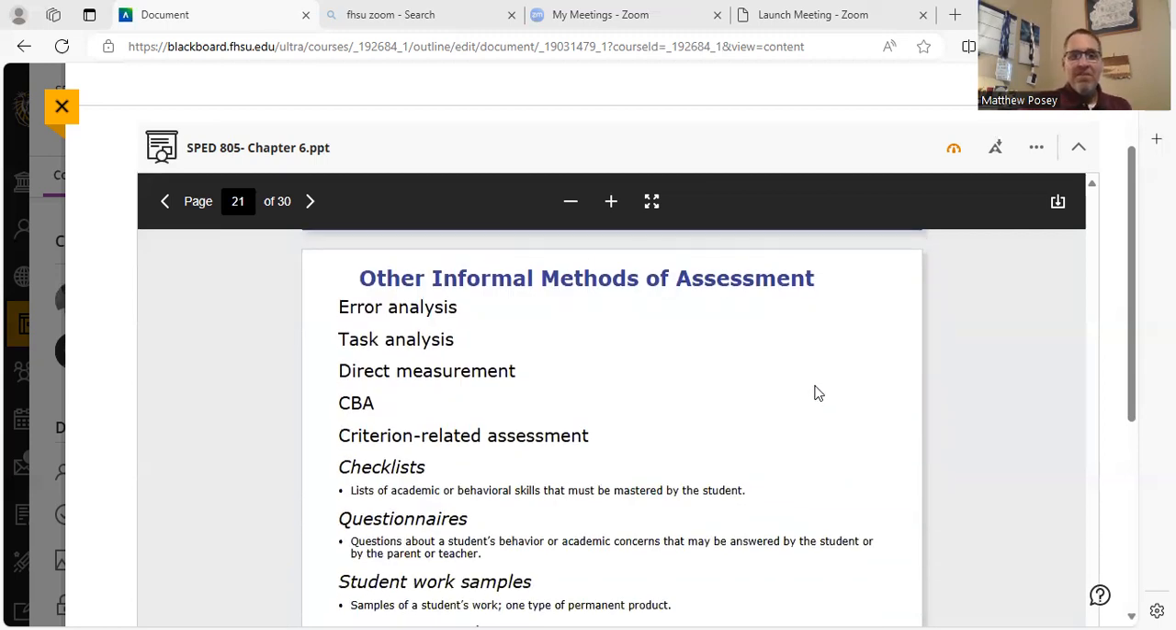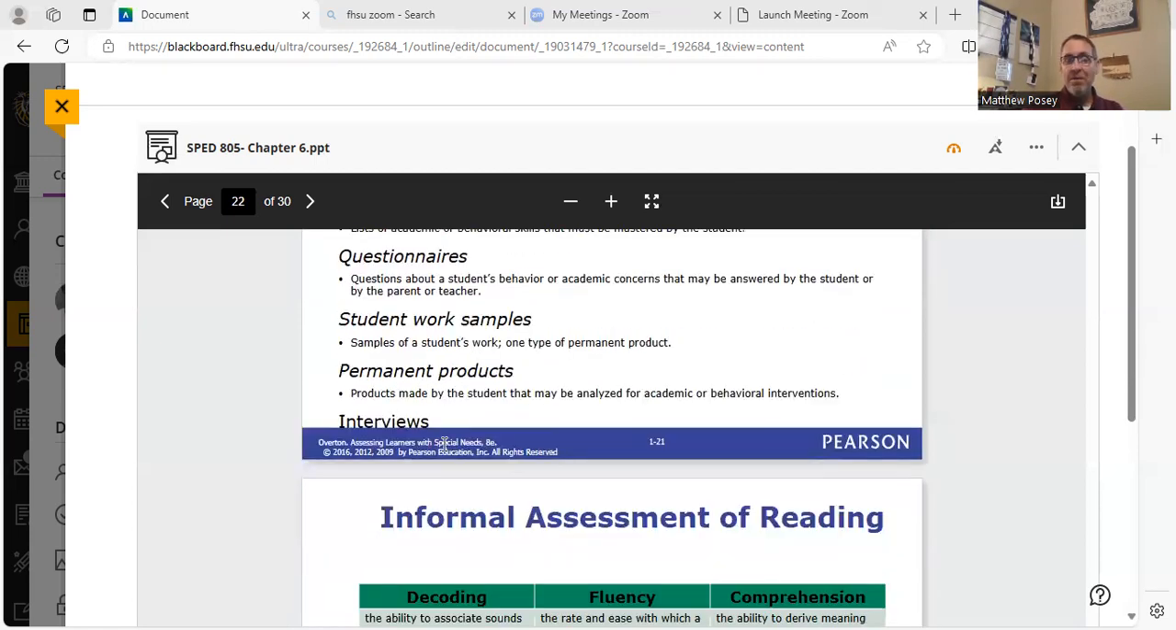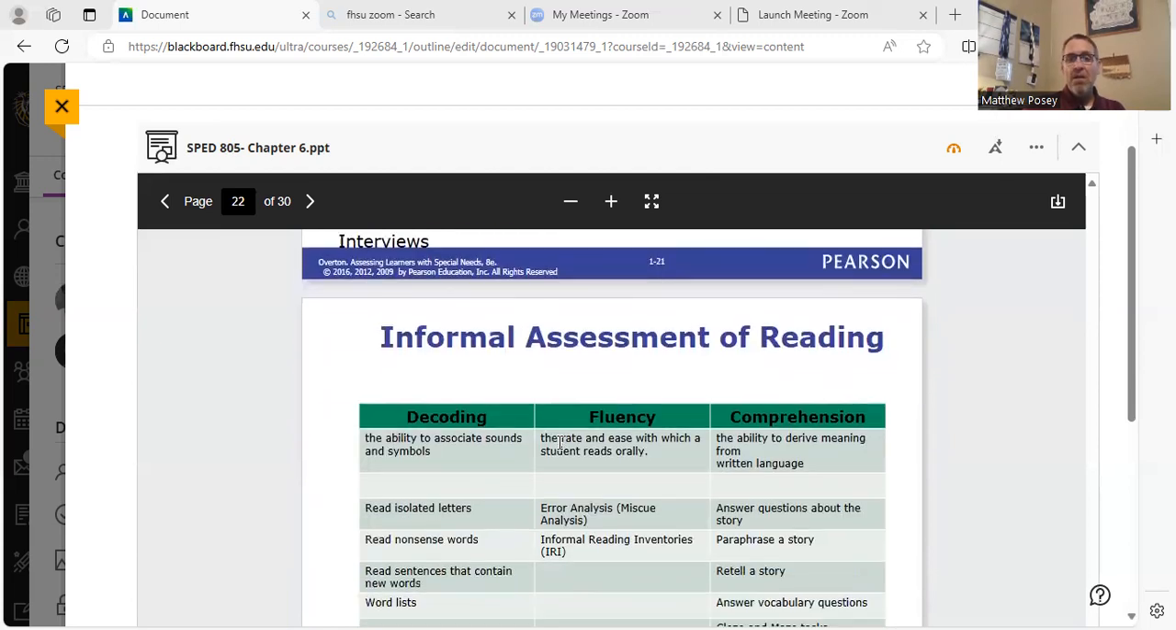Some other informal methods of assessment include error analysis, task analysis, what we call direct measurement, CBA, curriculum-based assessment. We could use some criterion-related assessments. I mentioned checklists, questionnaires, and also maybe a short interview with students.